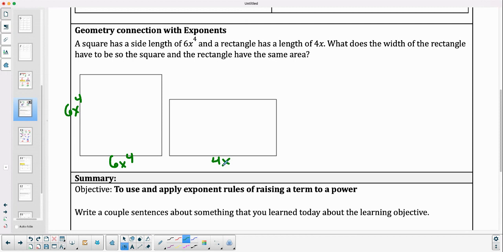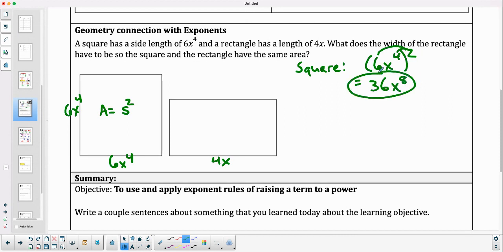All right, so this square here, the area for this one is you just take the side length and you square it. So the area of the square is just 6x to the 4th to the 2nd power. So when we distribute that, 6 squared is 36, x to the 4 times 2 is x to the 8. So that's what we want the rectangle area to be, and we're doing length times width for this one. So the question is, what does that width have to be?